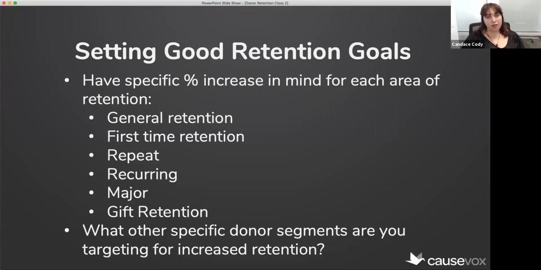And then you might want to consider what other specific donor segments you're targeting for increased retention. You might see that there's a specific program that has really bad retention rates. So assess your overall different segments that you're looking at and try and target increasing retention for those.